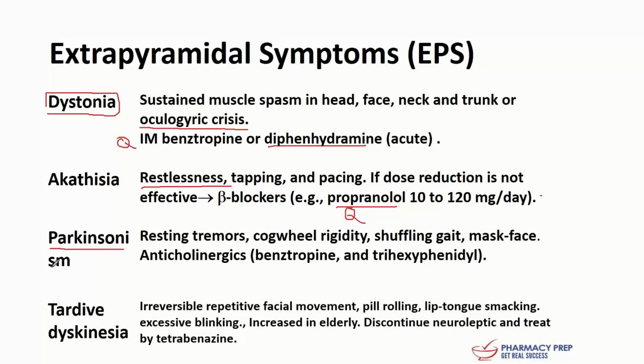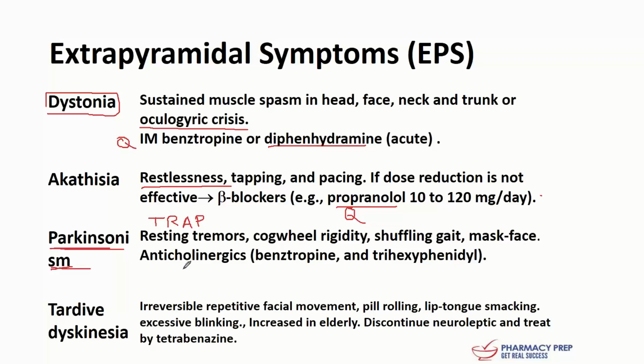Here, Parkinsonism is another side effect that is part of the extrapyramidal symptoms, and the mnemonic for Parkinsonism is very popular. One is TRAP: tremor, rigidity, akathisia, akinesia, and postural instability. This is sometimes also known as pseudo-Parkinsonism, which is induced by the drug.